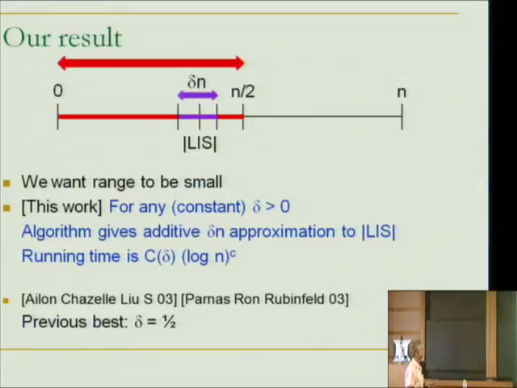Now the best previous is just delta equal a half. So there are existing algorithms which estimate it within a factor of half, which doesn't sound very impressive, but that's kind of not fair to the previous results, because they'll tell you what they really proved. You deduce this from their algorithm, but their algorithm does something that looks nicer than this. This isn't what they were explicitly trying to do.